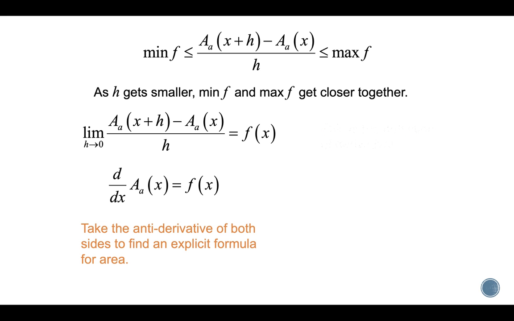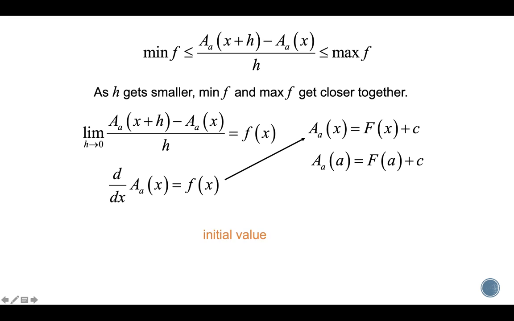Okay, so we're going to take the antiderivative of both sides. So A(x), the area of A along x, is going to equal capital F(x) plus c. Okay, this is your antiderivative. The initial value is going to be A(a), which is equal to F(a) plus c.